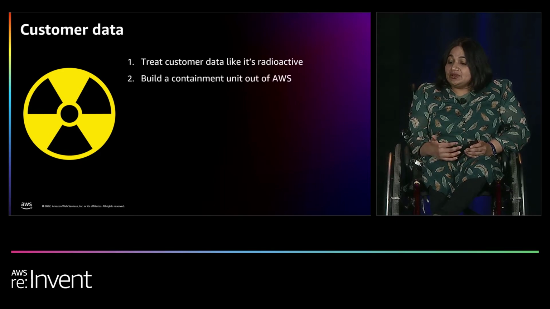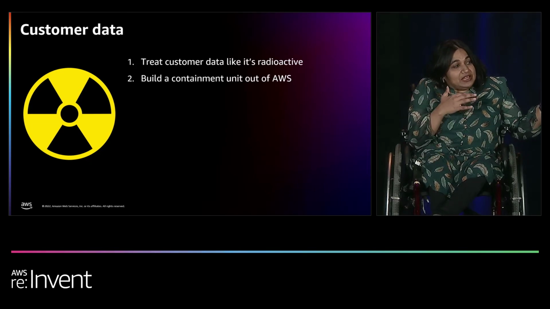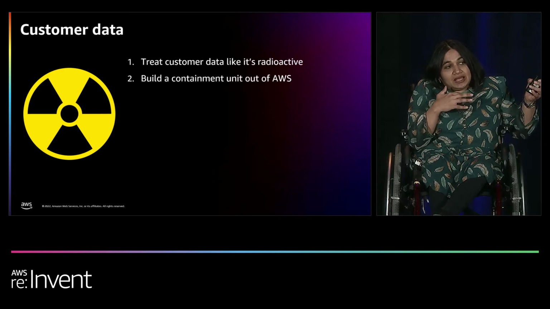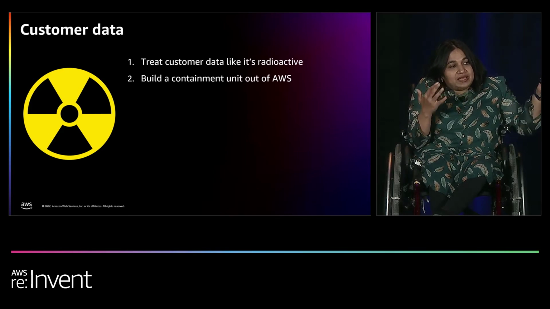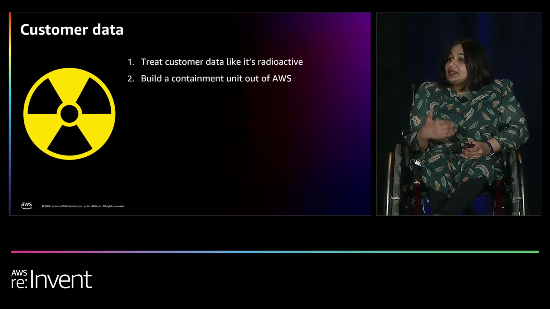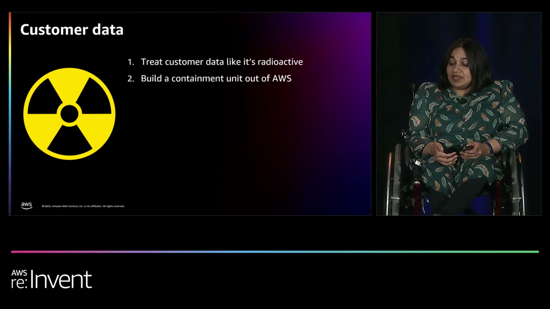So we build a containment unit for the critical data using AWS. We rely heavily on IAM and network controls, and that's what Lumos uses. They use it to build a containment unit out of AWS. They're using IAM, VPC, and AWS Organizations to ensure that the data is contained. Least privilege is always important, and that there are no cracks in the containment center.